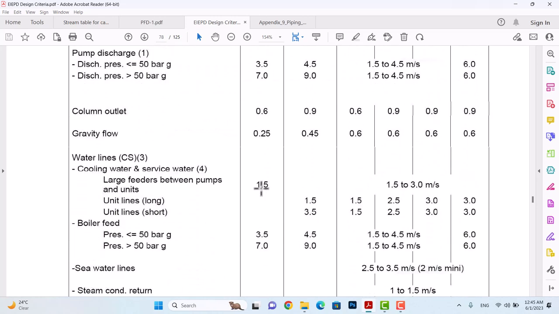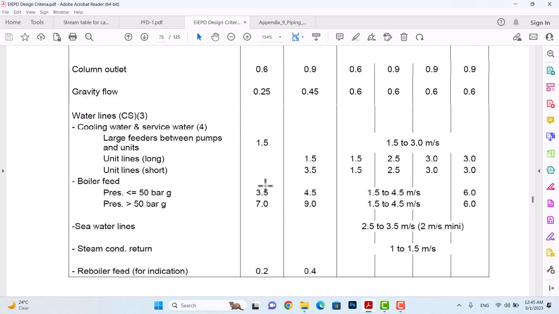If you want to design and size a segment of pipe for water lines or boiler feed waters, for instance, if the pressure is lower than this value, then the normal pressure drop should be this value and the velocity should be between these ranges. And if the pressure is more than this one, another criteria, another pressure drop like this, and the maximum velocity should be between these ranges.